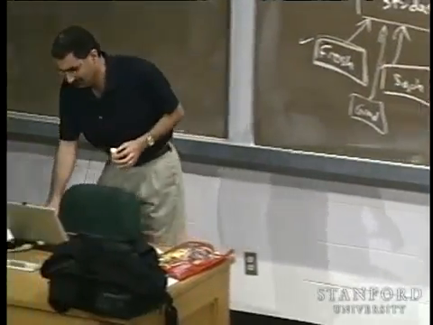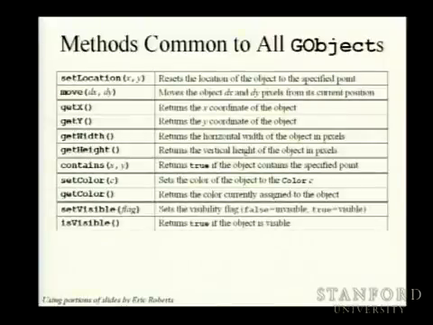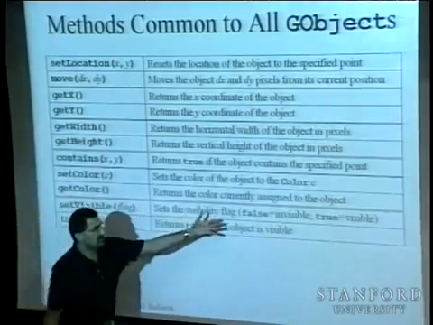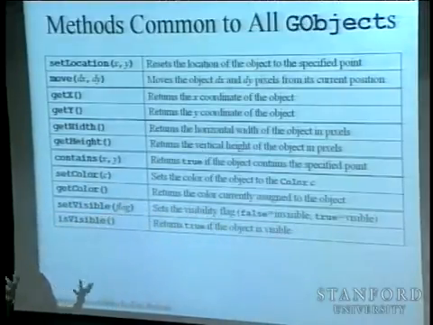All right, sorry. Get color and set color, as you would imagine, sets the color of the object or gets the color of the object. Here's one that we haven't talked about so far. It's kind of funky. Set visible and is visible. So with set visible, you set it either to be false or true. If it's false, the thing becomes invisible. If it's true, it becomes visible.